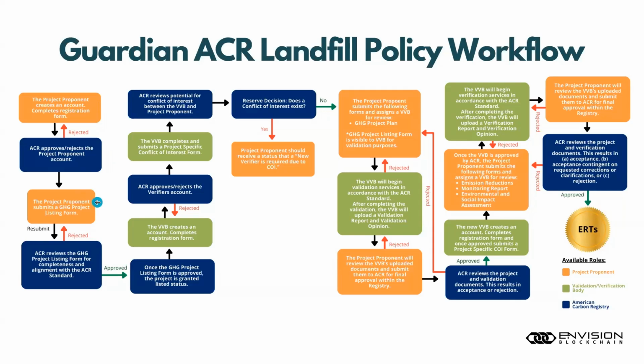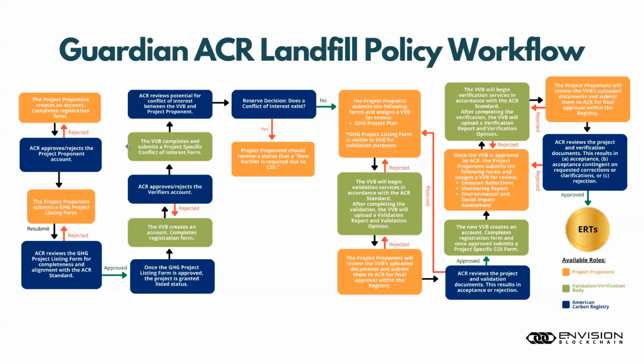Then moving into this next step, we have the project proponent submitting their GHG project listing form. They can submit that and the administrator will review it, ultimately approve or reject. You'll see that we have these red rejections, meaning that if it's rejected, we're going back to that step and we can always resubmit. Once it's been approved, then we go ahead and change the status of this project to listed. We can create a VVB account and submit their registration form. It could get approved or rejected by the admin.